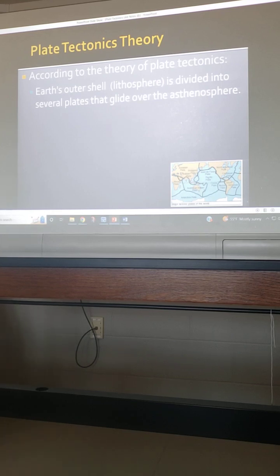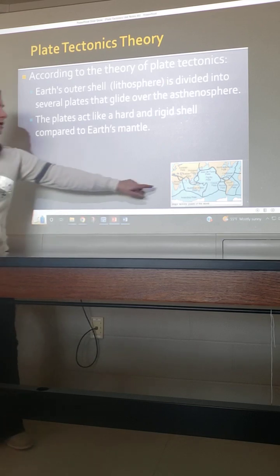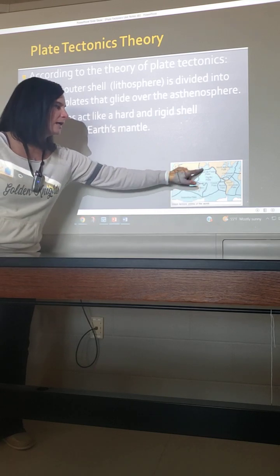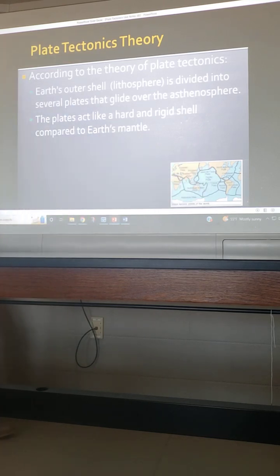And so Earth's outer shell, or the lithosphere, gets divided up into several major plates that glide or are floating on that asthenosphere, where the convection currents are, that thick magma. And basically the plates act as this hard, rigid shell compared to Earth's mantle. And again, you can see that in black here, it's showing some of those plates. And a lot of them do go around our existing continents.